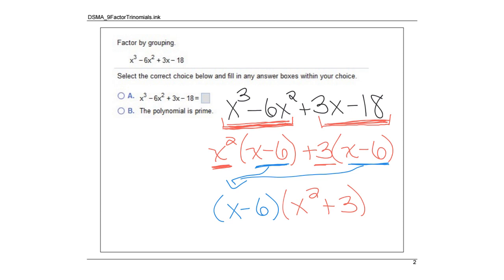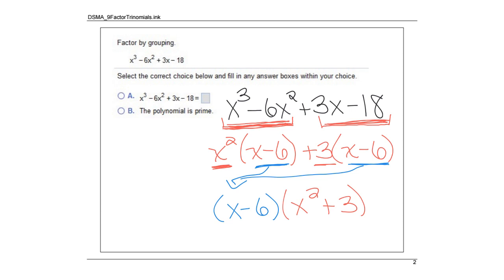Now, at this point, if these binomials don't match, we have to use different tools. But for this section, the binomials will match. So we have x minus 6 and x minus 6. So I was able to bring those forward because those were in common. And that left me with x squared plus 3.